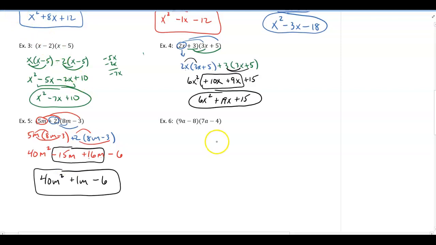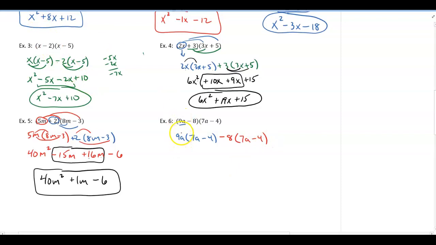All right, the last one. When I distribute the 9a, I'm going to take the 9a out, distribute it to the 7a minus 4. Then I'm going to pull out the negative 8 and distribute it to the 7a minus 4.